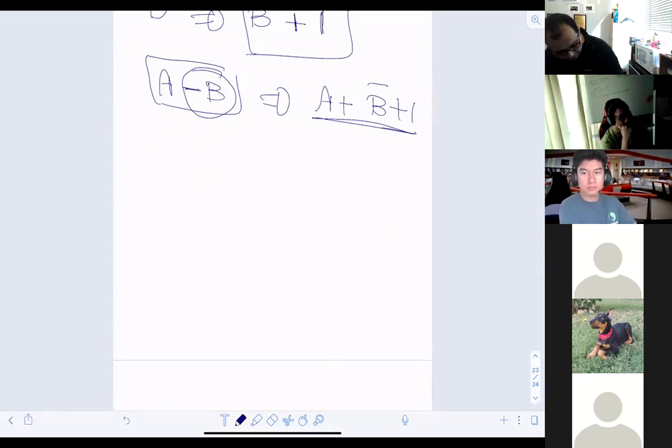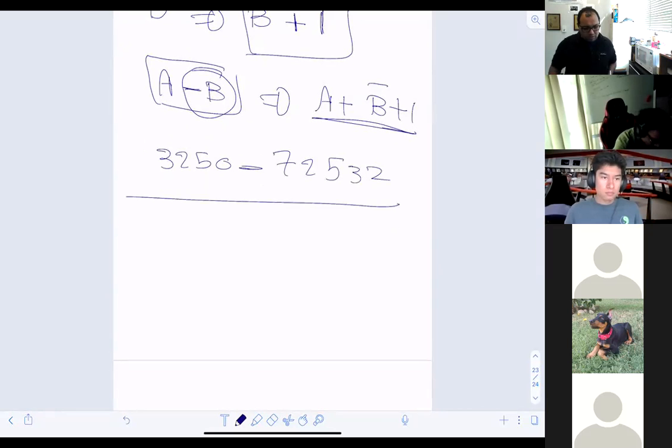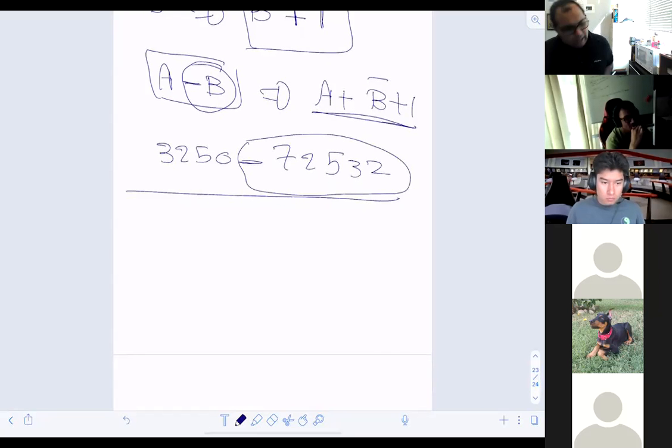Okay. If I have 3,250 subtracted from 72532. Okay. Let's apply this to see whether that will happen or not. So how are we going to do it? I'm going to take this one and make the 10's complement and add it to the value there and see what the value will be, right?